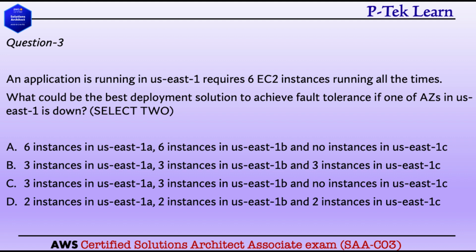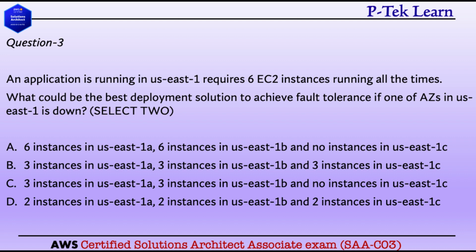Select 2 options. Okay. To understand the question properly, this application requires 6 EC2 instances running at any given point of time. And these instances are deployed in the US East 1 region. And in the US East 1 region, they have some availability zones, right? Let's take 3 availability zones from the East 1 region.